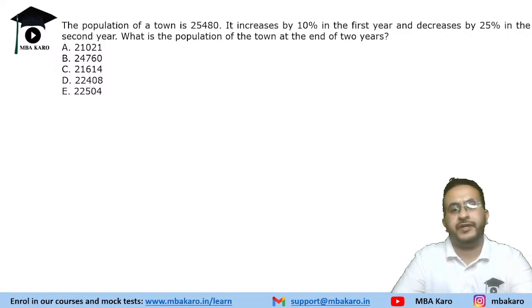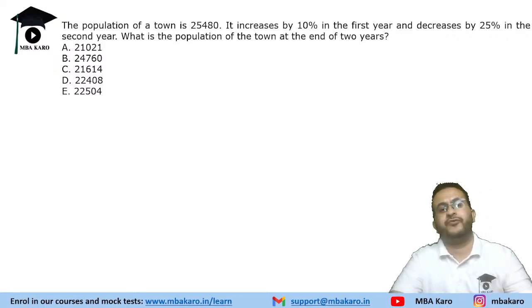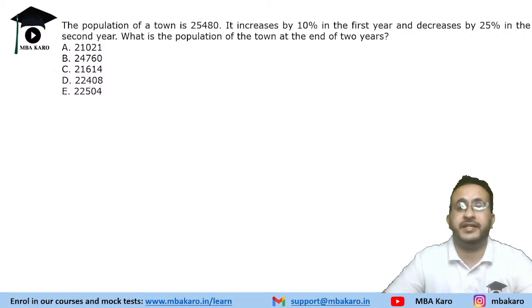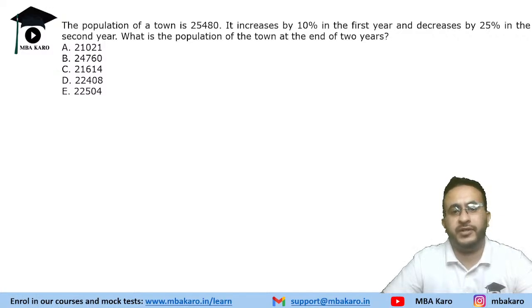The population of a town is 25480. It increases by 10% in the first year and decreases by 25% in the second year. What is the population of the town at the end of 2 years?